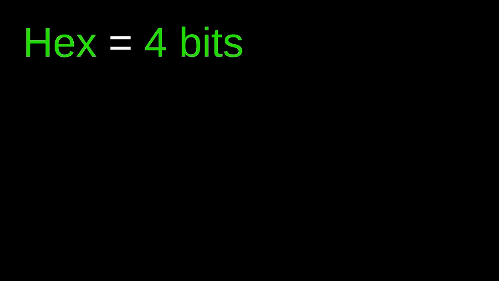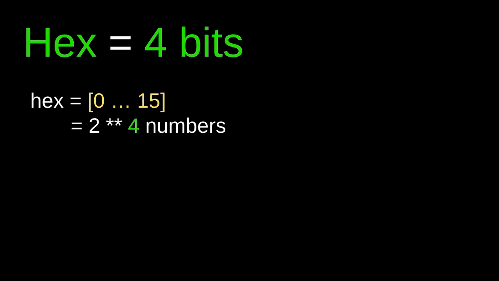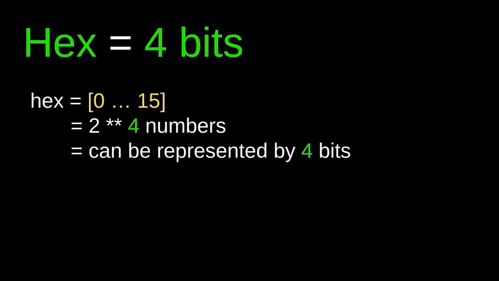So now I want to show you that a single character of hex can be represented in 4 bits. We know that a single character of hex, so from 0 to 9 and A to F, is equal to a number between 0 and 15. That's 16 numbers, or 2 raised to the power of 4 numbers. Earlier we saw that 2 raised to the power of 4 numbers can be represented in 4 bits.